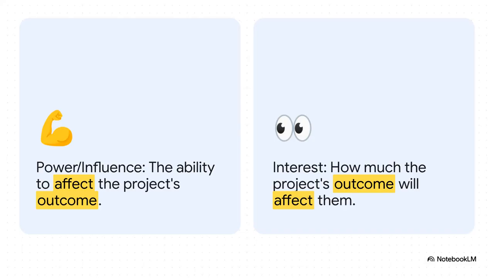Okay, so once you know who they are, the next step is to understand them. And the pros break this down into two really simple dimensions. First, you've got power, or influence. How much can this person actually change the project's outcome? And second, you have interest. How much is the project's outcome going to affect them? And these are two totally different things, right? You really need to analyze both.